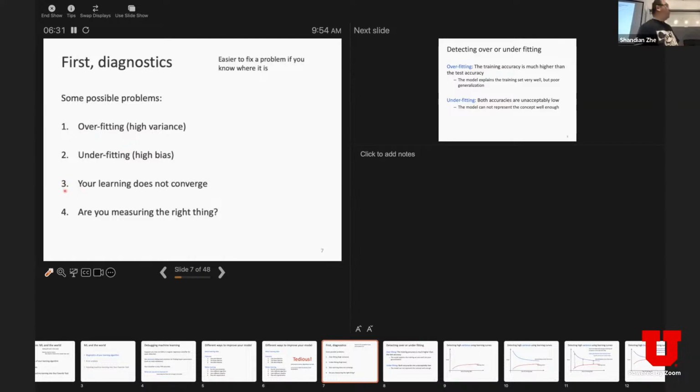The third one can be reduced to the optimization perspective. Your learning does not converge, or your learning does not converge to the right place. And the fourth aspect actually goes back to the beginning of your model design. Are you measuring the right thing? Perhaps your loss function design is wrong. Or when you test the performance of a model, you're picking the wrong measure. That is not uncommon, especially in practice.